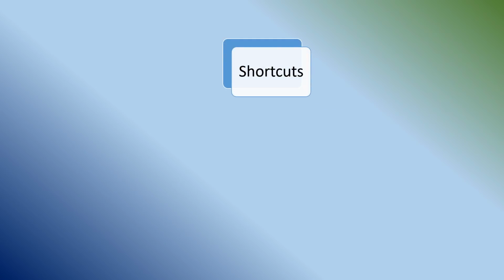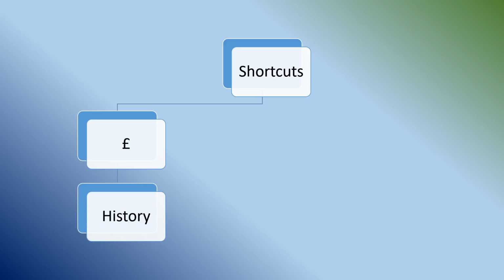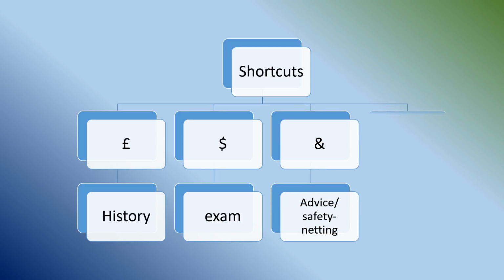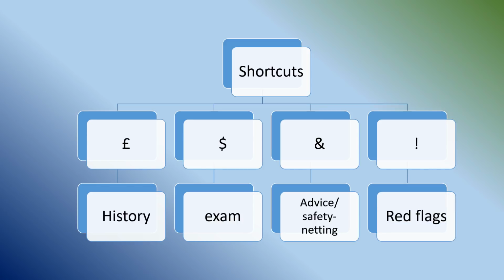Each of my shortcuts is prefixed with a non-letter character, so the £ sign prefix is history shortcuts, the $ sign prefix is examination shortcuts, the ampersand sign prefix is safety netting and advice, and the exclamation mark prefix is red flags.